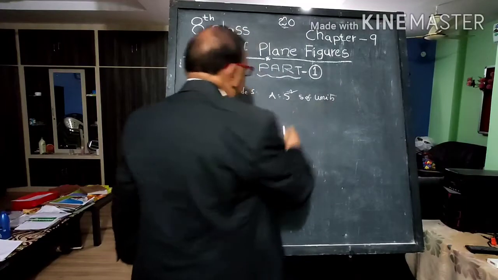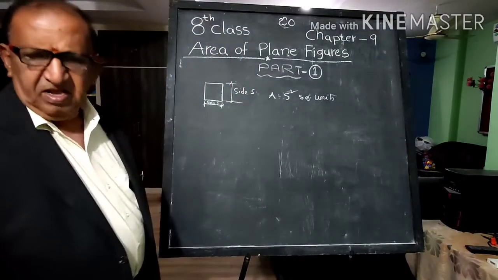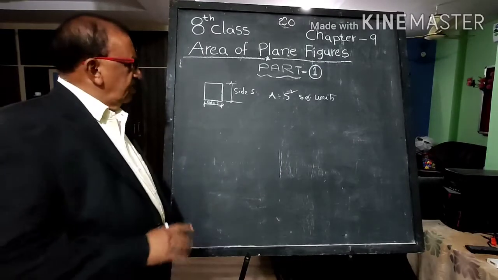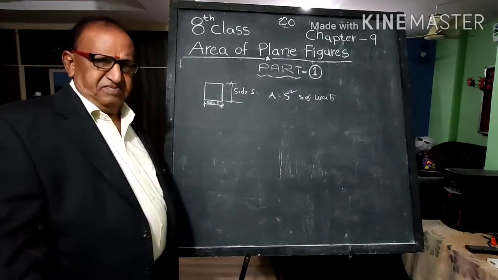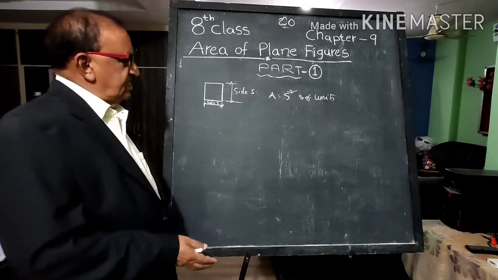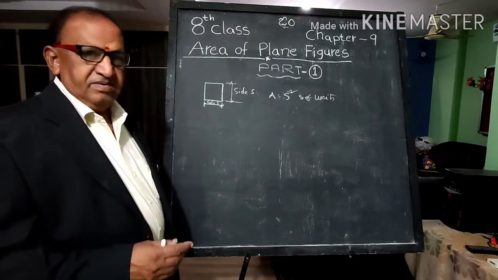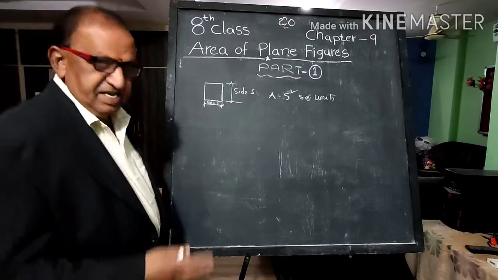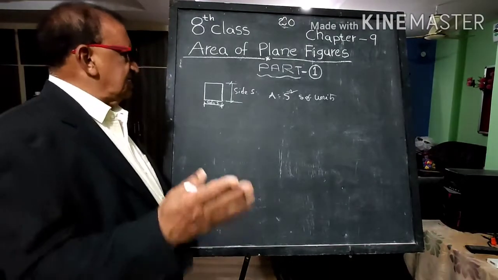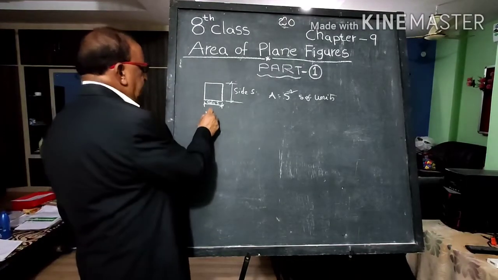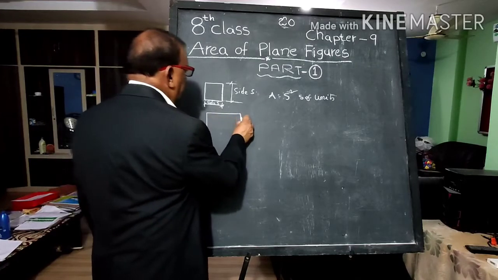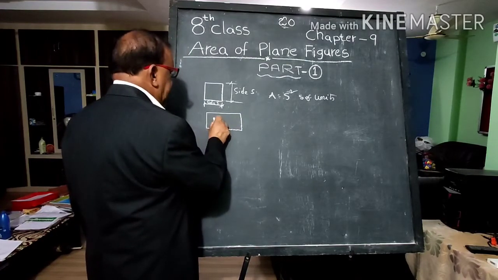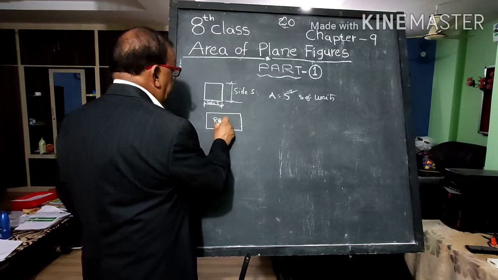That means if s is measured in centimeters, then the area will be in square centimeters. If s is measured in millimeters, then the area will be in square millimeters. Similarly, meters, square meters, like that. Now, the next one you know, I want to quickly brush through the various shapes. This is a rectangle.